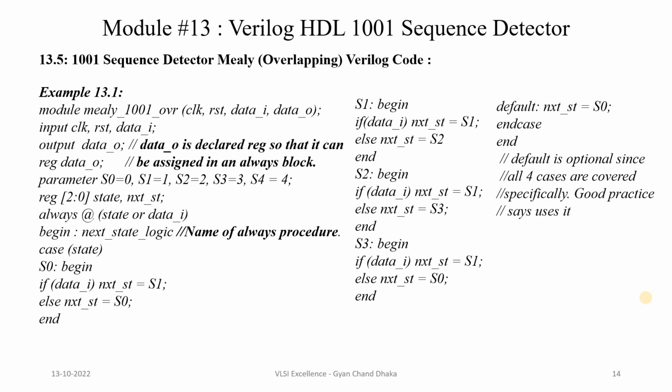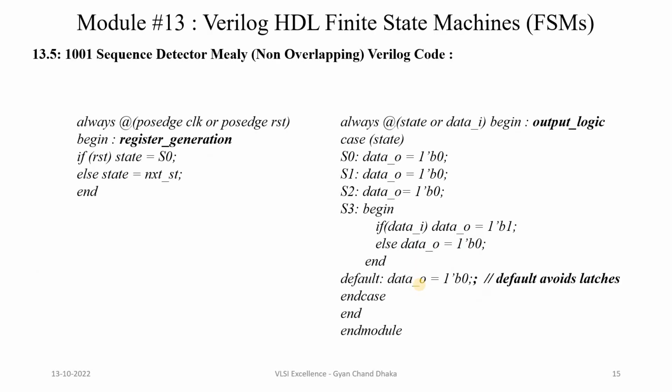And here if you see the Verilog HDL code, the only change is that when data input is high and we are in S3 state, the next state is going to be S1. Otherwise the next state is going to be S0. So this is the only difference in the Verilog HDL code. Otherwise it is all going to be the same. So friends, I hope the concept of Moore and Mealy FSM for 1001 sequence detector for both overlapping and non-overlapping type of FSM is clear to you.